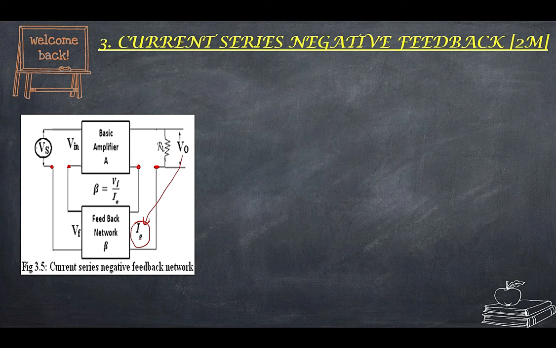Instead of VO, I am taking IO. And the output, since it is series and it can be different and it could be added or subtracted, is VF. So what will happen to beta? VF by IO. This is a change.